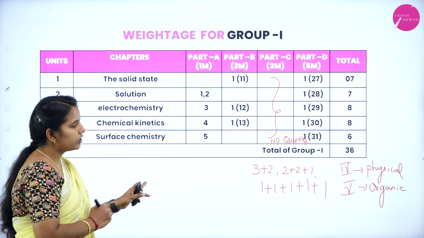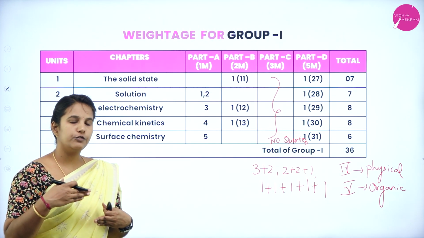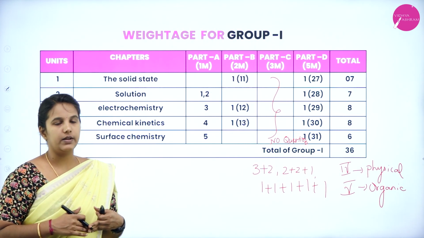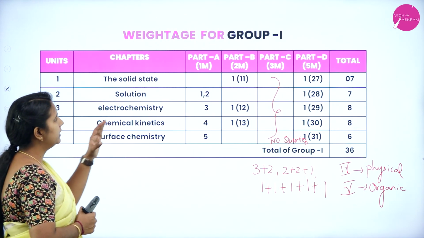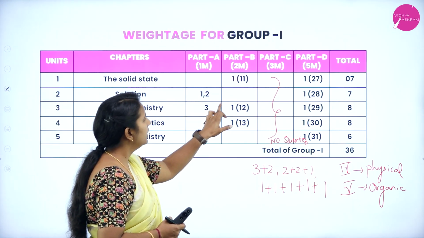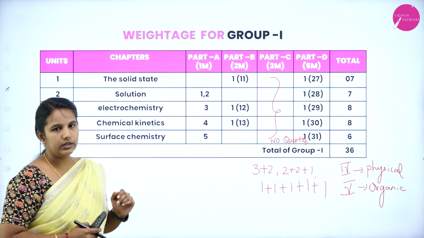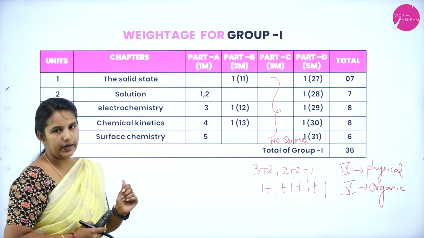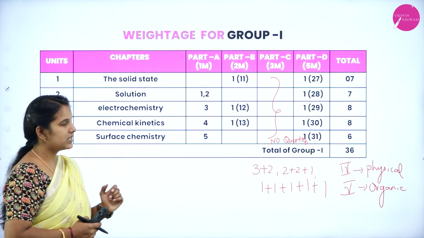Okay, be cautious with this pattern of weightage of each unit which has been given by the board. Coming to the second unit, there will be two 1 mark questions, question numbers 1 and 2. There is no 2 mark or 3 mark question. Directly we have 1 question in the 5 mark, question number 28, which I have written in the bracket. Totally we can expect 7 marks.